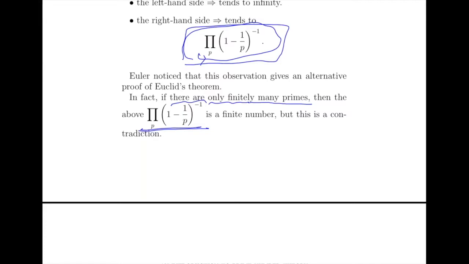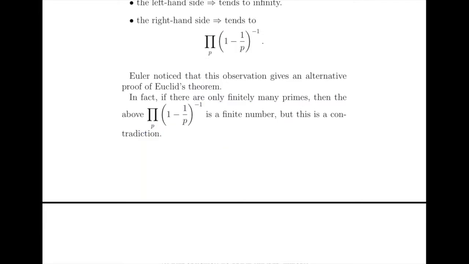This was also noticed by Euler, but this proof is quite important because this is the first occasion in the history of prime number theory that some analytic fact, some infinite series behavior, is used in the study of properties of numbers. So this is the beginning of analytic number theory.